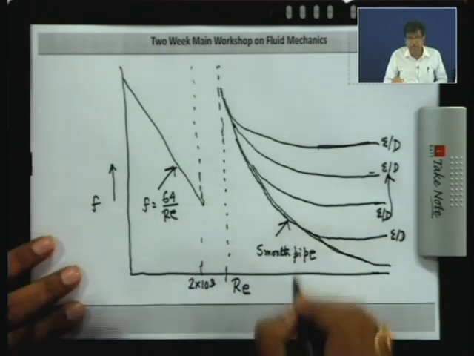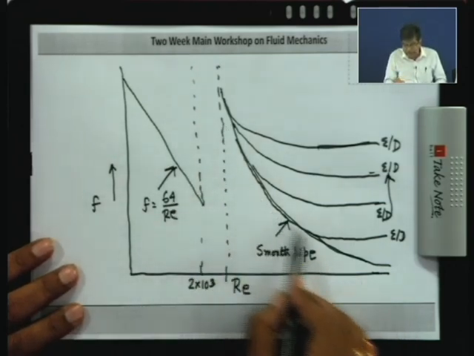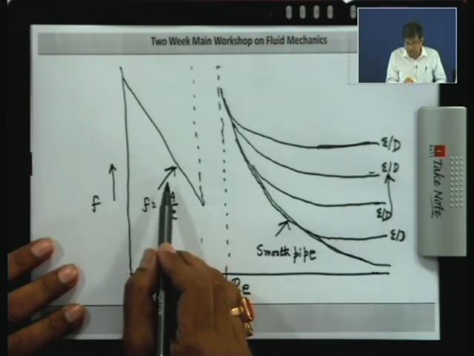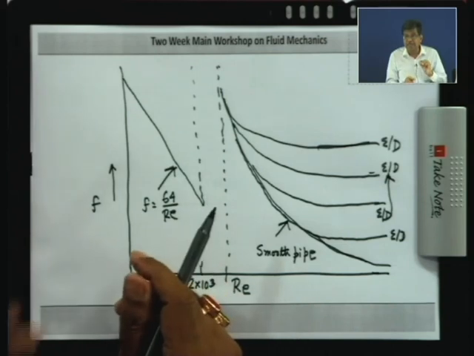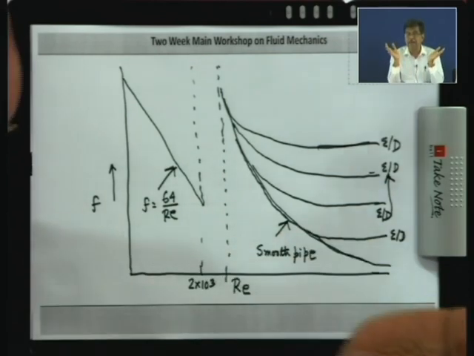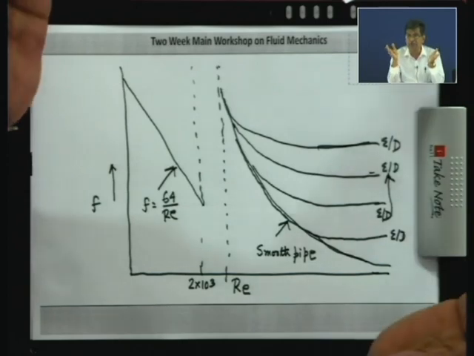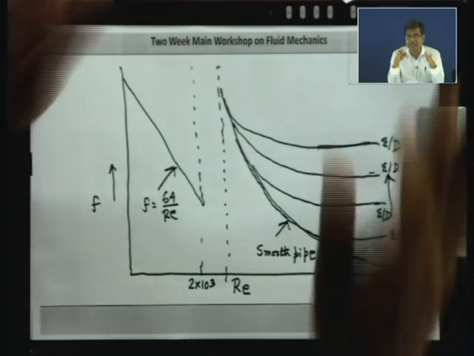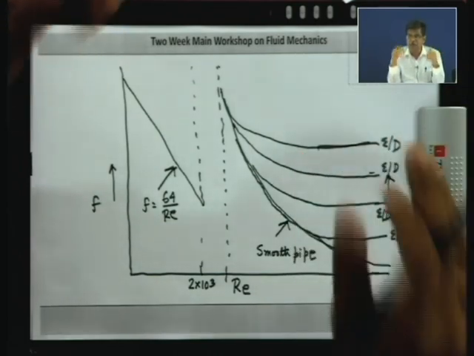Now, the question comes, what is this smooth pipe? Here you see the friction factor is an inverse function of the Reynolds number, similar to what we developed in laminar flow. All pipes are rough, just as all fluids are compressible. We call a fluid incompressible when its bulk modulus is so high that even under extremely high pressure, the change in volume or density is insignificant. Similarly, all pipes are rough.